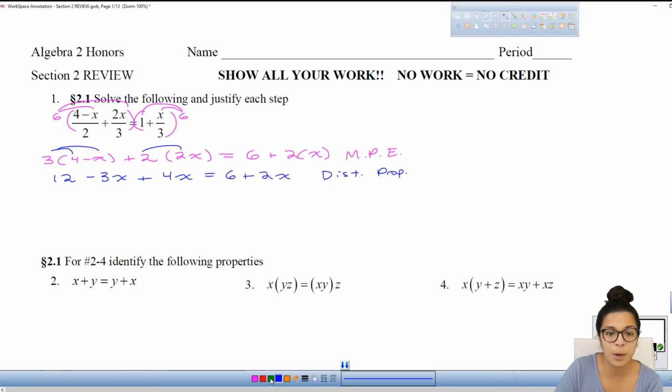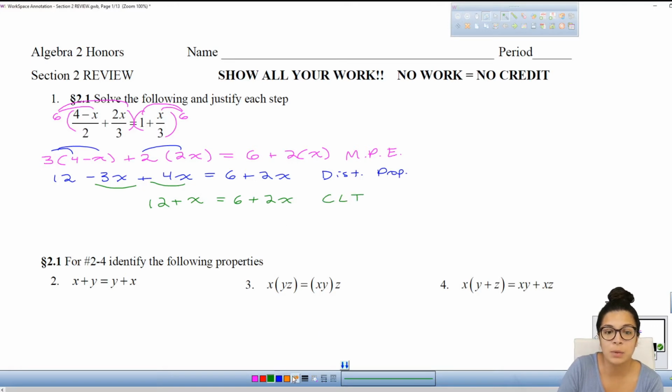All right, next step, we want to combine like terms, right? So we're going to combine negative 3x plus 4x is 1x. So we're going to end up with 12 plus 1x. And on the right-hand side, we can't combine anything, so I'm just going to bring that down.